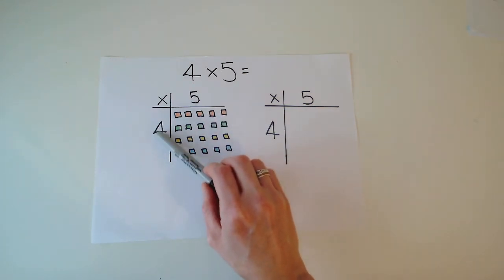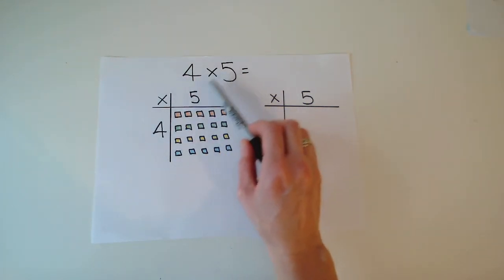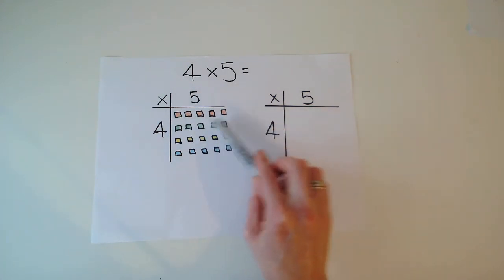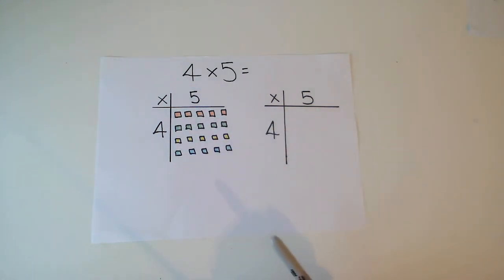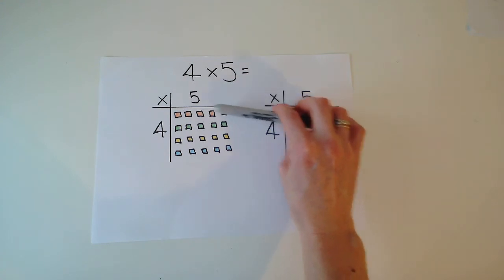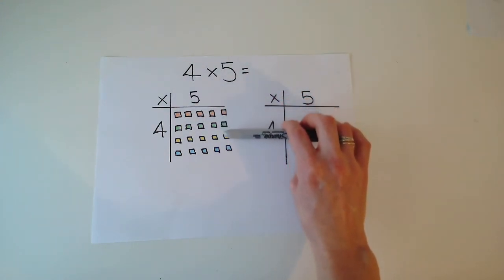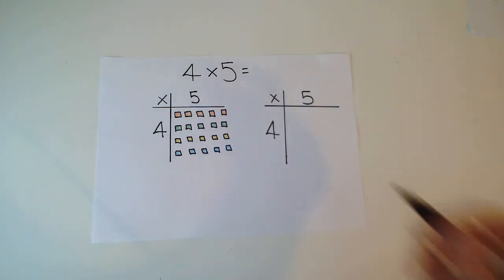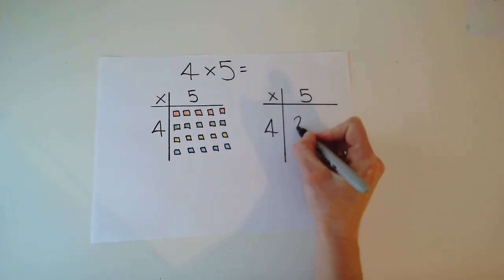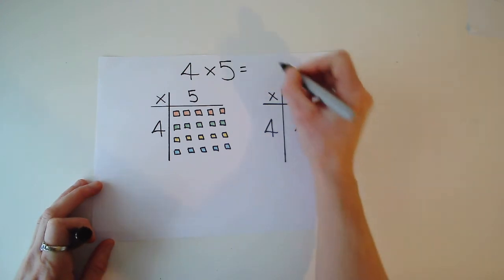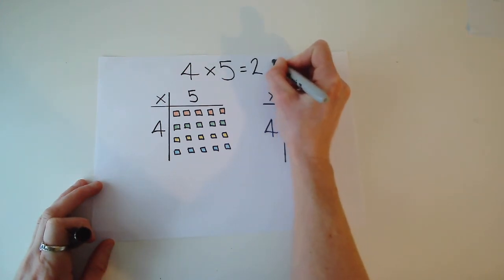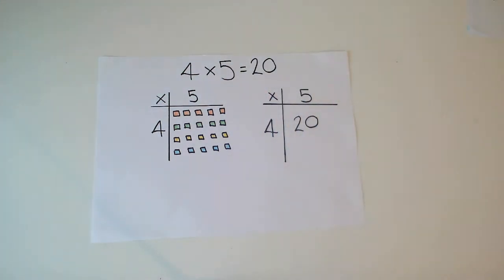Look, I've got 4 times 5. Okay, I've got 4 lots of 5. So then we can count them, can't we? We can either count them one by one, or we can count in our 5 times table. 5, 10, 15, 20. So I know that 4 times 5 is 20. And therefore my answer is 20.